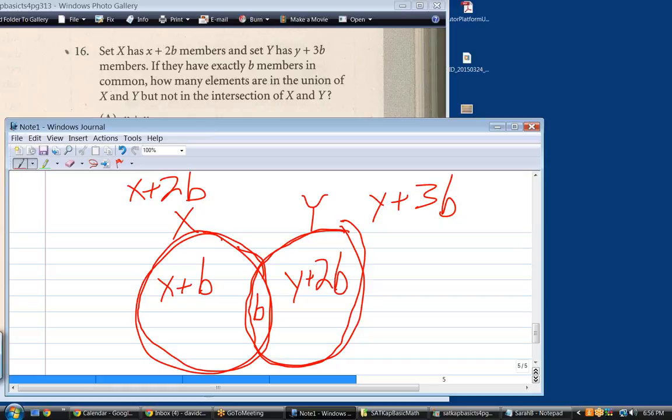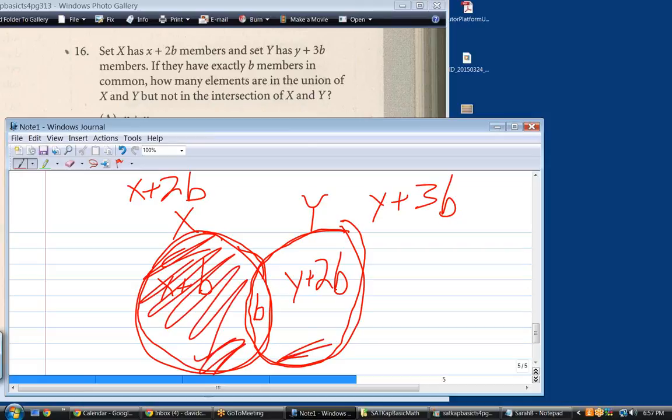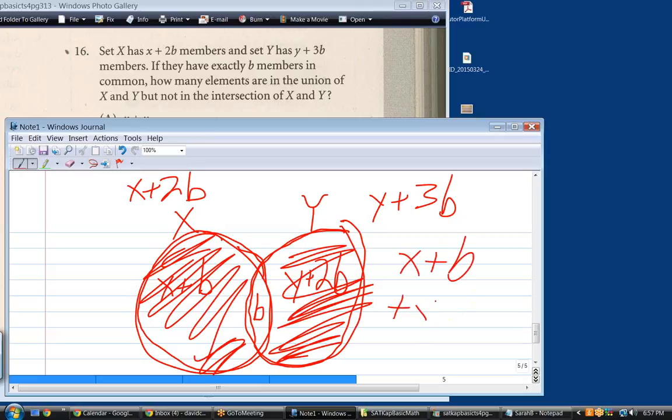And so it's saying how many elements are in the union of x and y but not in the intersection. Well, that's all of this plus all of this, which is x plus b plus y plus 2b, or x plus y plus 3b.